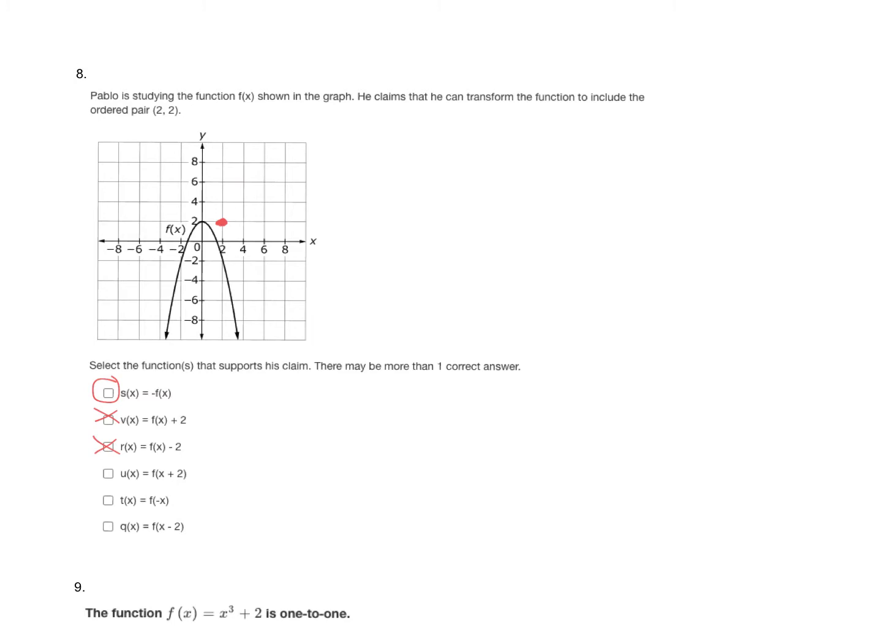Now, inside the function, add 2, so that's going to affect it horizontally, and that's going to be the opposite. So this is actually going to move everything left 2. So that's going to move this point that way. I don't want that.